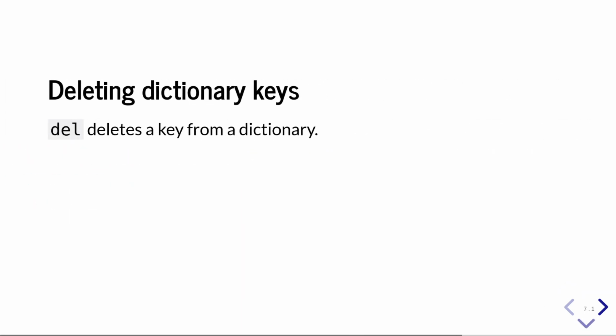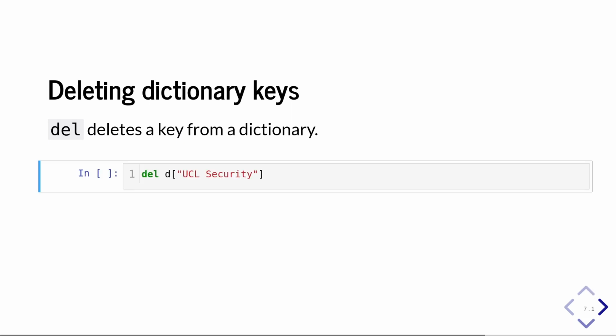You can delete dictionary keys once you've created them. You can do that using the keyword del, D-E-L. So if you want to get rid of our key UCL security, then you can do that using del and then D square brackets UCL security. So you do del and then you specify the thing that you want to delete.